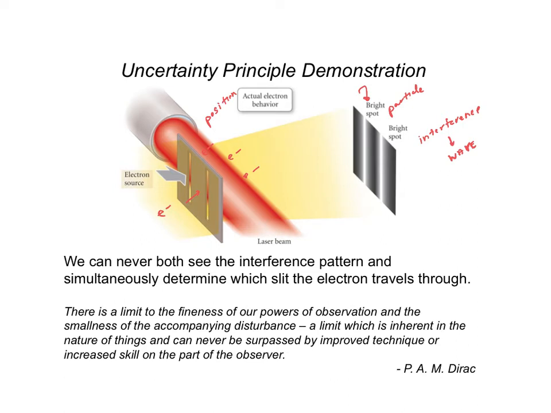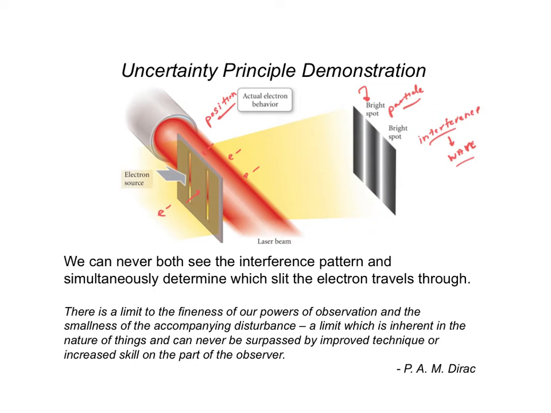And it's going to behave as a particle or as a wave, depending on what you want to know about it, right? If you want to know where it's at, then it's going to behave like a particle, but you can't know anything about its wave-like nature. If you want to know the interference pattern it produces, then it's going to behave like a wave, but you can't know where it's at.